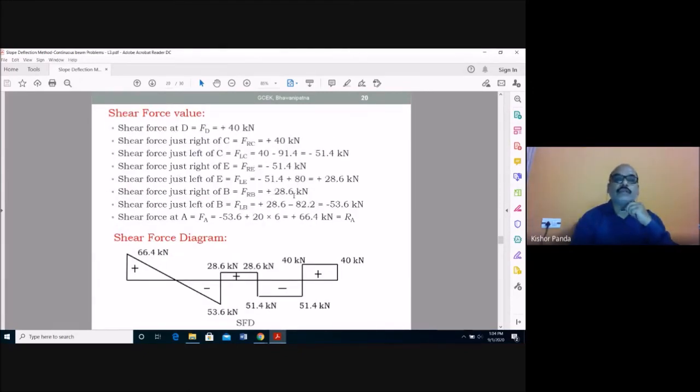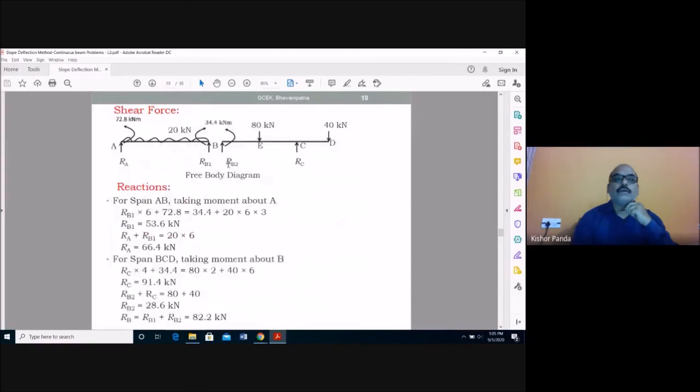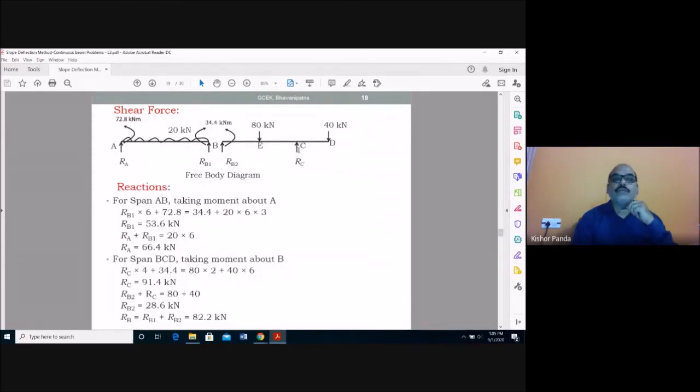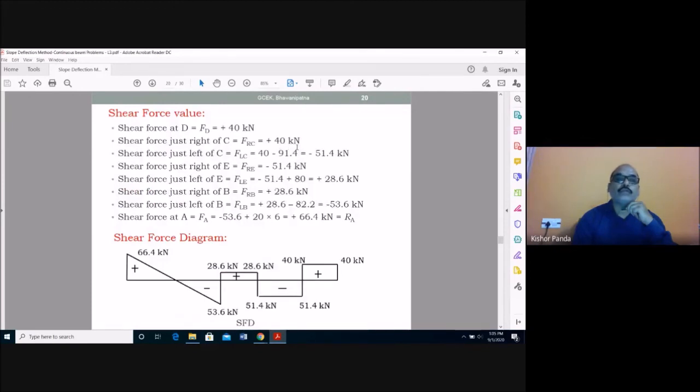Then you find the shear force at different positions, then you can plot the shear force diagram. First, take the shear force at D. Here at D the force is a downward force. What is the sign convention for a downward force? This is positive. The shear force at D is FD equal to plus 40 kilonewton. Then find the shear force just right of C. When finding at right of C, this value remains constant from D to C, so just right of C it is also plus 40 kilonewton.